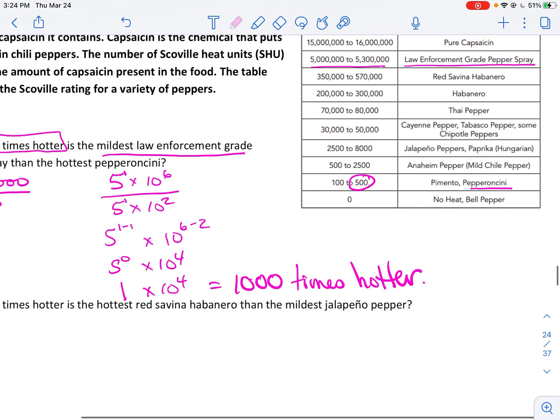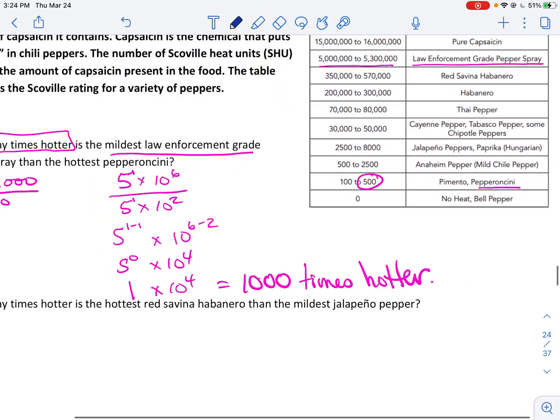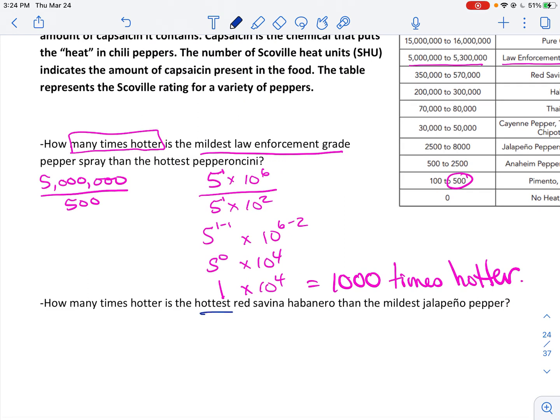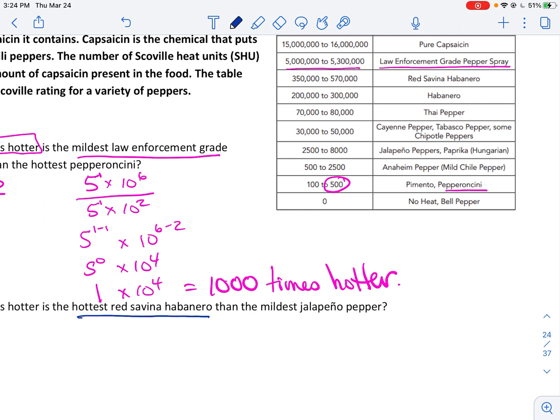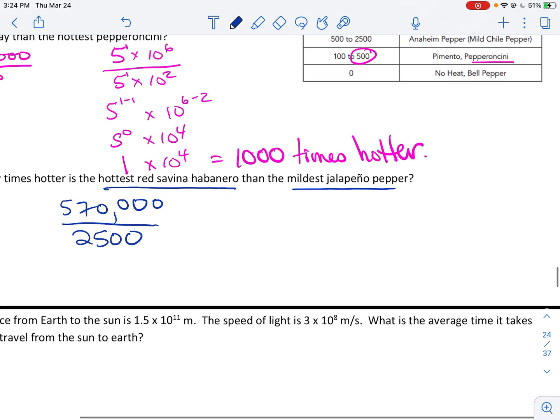Okay, so this next one, I'm going to change colors just because. How many times hotter is the hottest red Savina habanero? Red Savina. Hottest. 570,000. Over. Mildest jalapeno. Jalapeno right here. And then what's the mildest? So 2,500. So we want to write that in scientific notation.